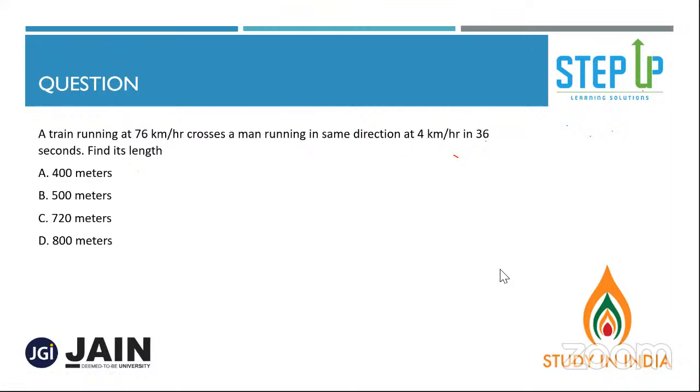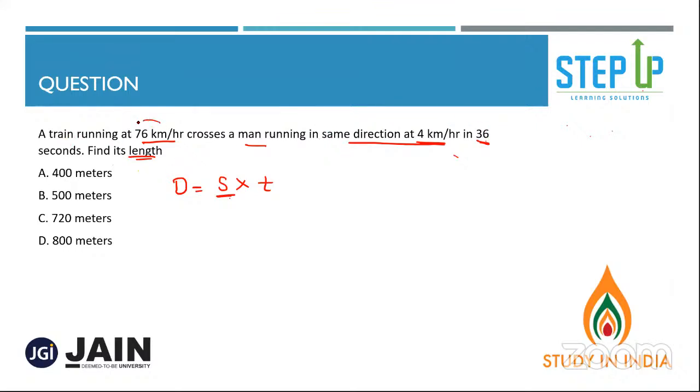Okay, what about this, people? What's the answer? 720 meter. A train running at 76 kilometer per hour crosses a man running in the same direction in 36 seconds. We need to calculate the length, which is nothing but distance. Distance is equal to what? Speed into time. Right? But the speed has to be relative speed. Time is given to us, 36 seconds.